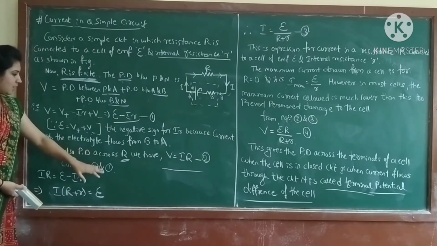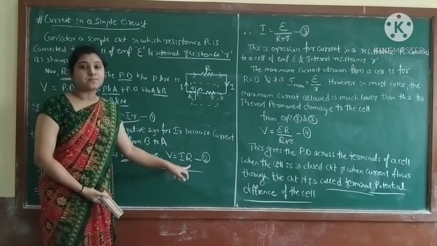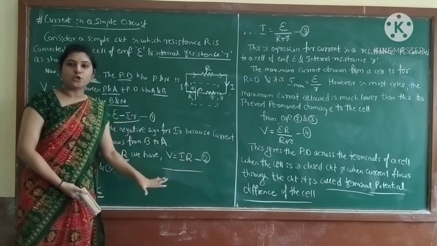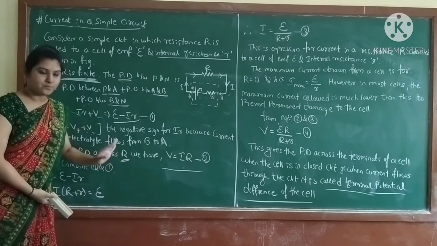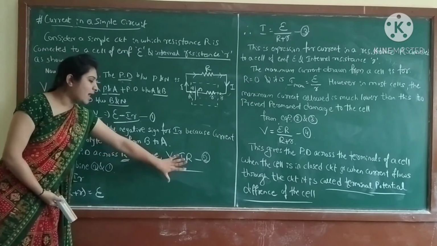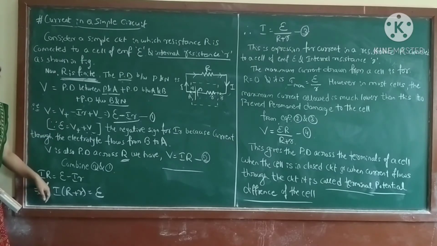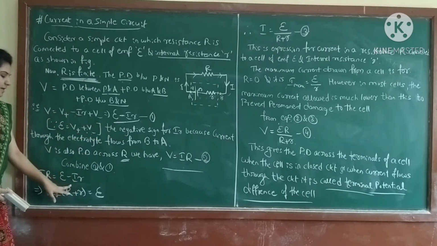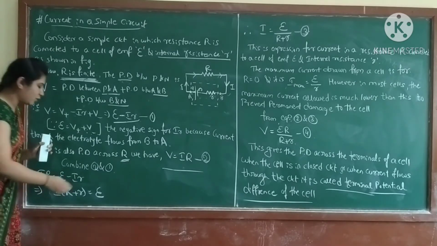So now we have two equations. This is equation number 1, and take this as equation number 2. So what do we do now? Just combine equation number 1 and equation number 2. So what will you get? Put the value V is equal to IR in this equation. So V, that is IR, is equal to E minus Ir. Minus Ir, just take it to this side. What will it become? Positive Ir. So what will it become?